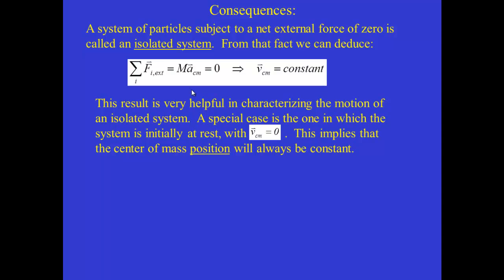A very special case is the one in which that system is initially at rest. So if the whole system is at rest, the center of mass must be at rest. And what that means is, for that kind of a system, the position of the center of mass will always be a constant. And I'll just give a quick example that some of you might be familiar with.